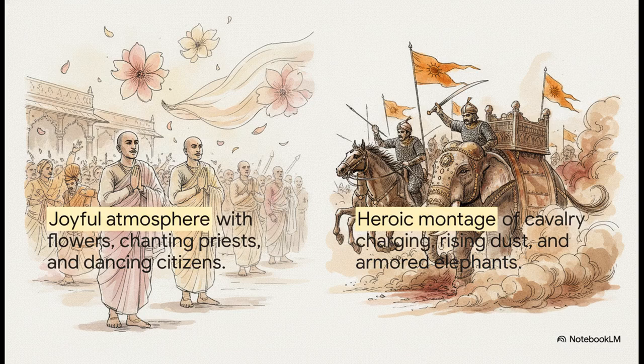Here, the prompt demands a powerful montage of Rajput cavalry charging across the desert, armored elephants, rising dust, fluttering saffron flags, and epic wide-angle shots to create a heroic atmosphere. By juxtaposing these two scenes, the creator is instructing the AI to visually contrast the soft luxury of a royal birth with the harsh, wide-angle reality of medieval warfare, the reality the prince is destined to inherit.